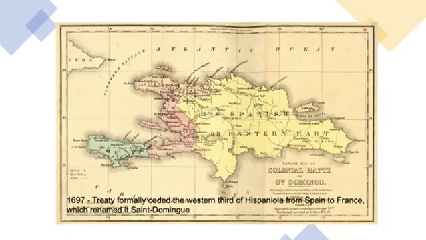So I have a map up here of Saint-Domingue. And again, this is French at this point, and it has been French for a while. A treaty formally ceded the western third of Hispaniola from Spain to France, which they renamed Saint-Domingue. So that's what we're looking at when we're talking about the Haitian Revolution.